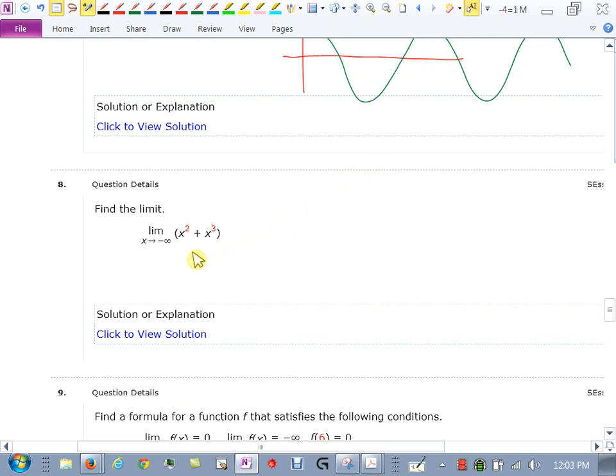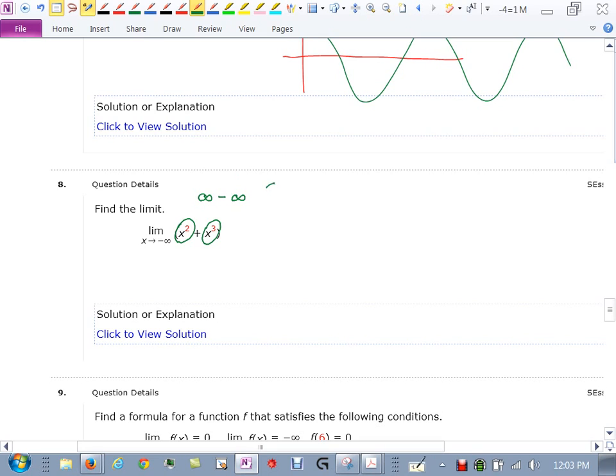All right, how about this one? Limit x goes to negative infinity of x squared plus x cubed. This one's a little tricky. If we plug in negative infinity here and square, a really big negative number squared is still positive, so we get positive infinity. And then if we plug in a negative number and cube it, it's going to be negative, and it's going to get bigger and bigger, so it's going to be a really big negative number, so minus infinity.